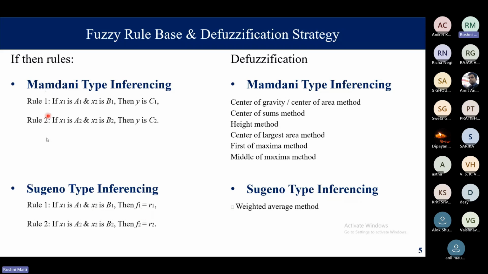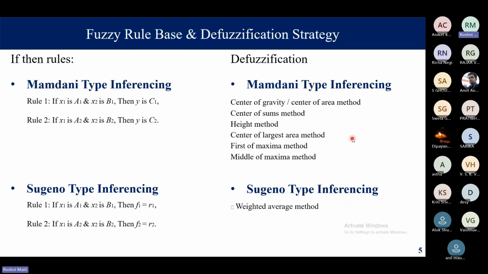Therefore, from this too we can say, as this Sugeno model is dependent upon some function rather than a constant value, any system can be represented more precisely by using Sugeno type inferencing than Mamdani type inferencing. And these are the differences after fuzzification. Obviously, we have to do the defuzzification. For Mamdani we have different methods, and for Sugeno we generally use the weighted average method.